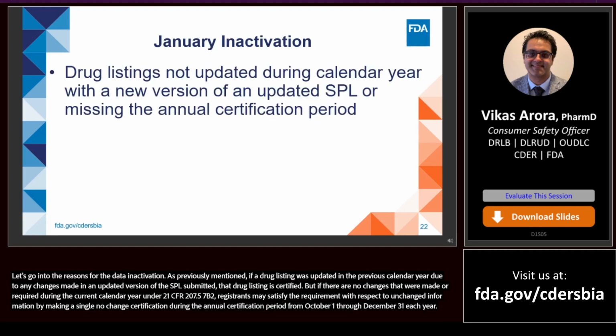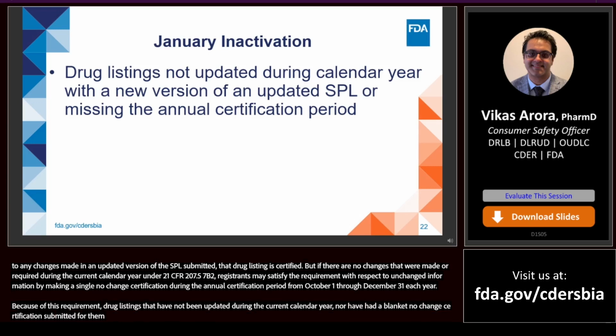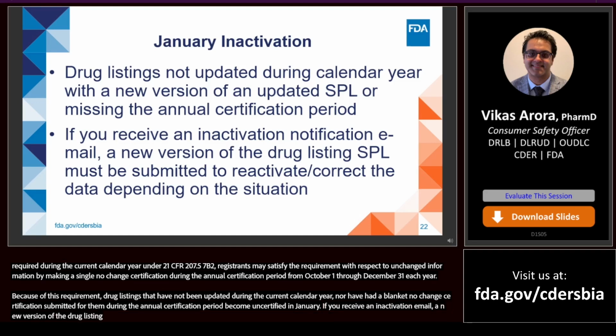Because of this requirement, drug listings that have not been updated during the current calendar year, nor have had a blanket no change certification submitted for them during the annual certification period, become uncertified in January. If you receive an inactivation notification email, a new version of the drug listing SPL must be submitted with any pertinent updates in order to reactivate or correct the data depending on the situation.